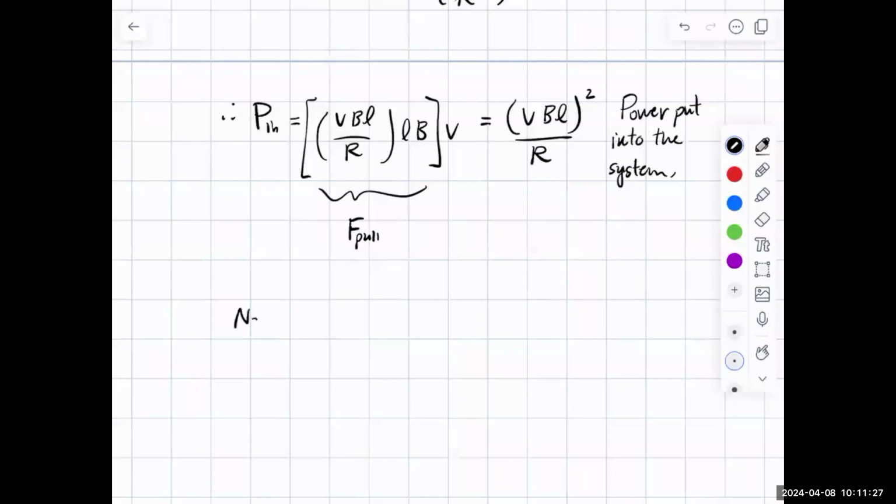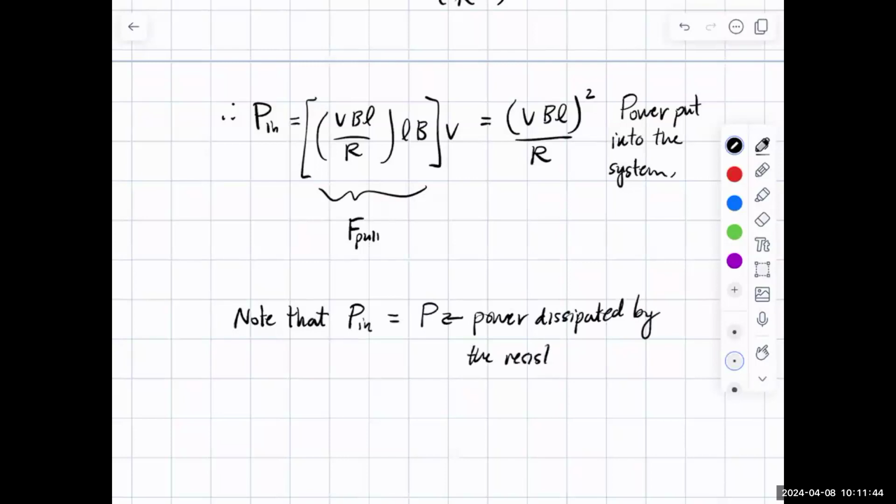So notice that P in is equal to P, which is the power dissipated by the resistor. Okay, and so this is conservation of energy.